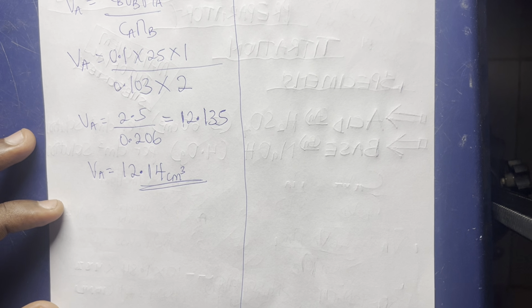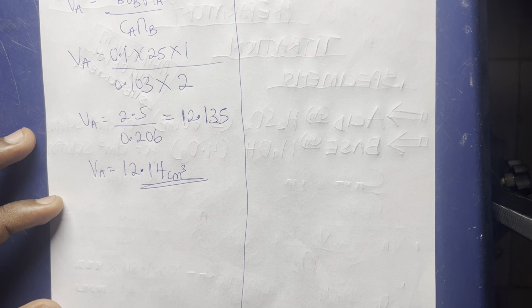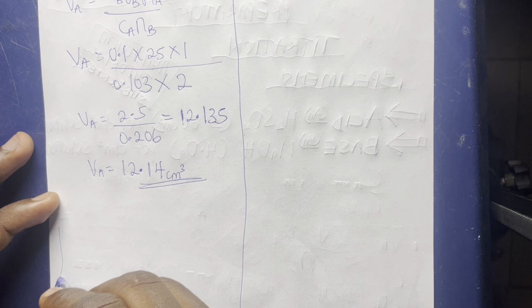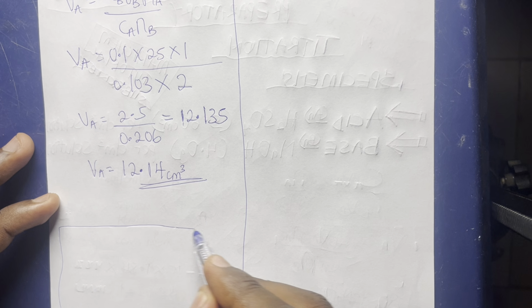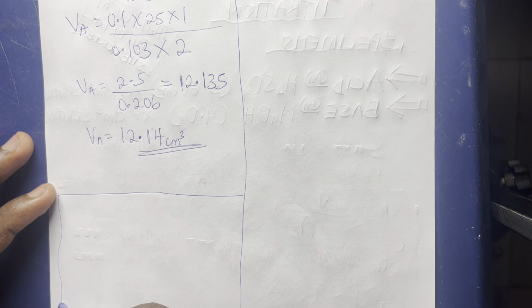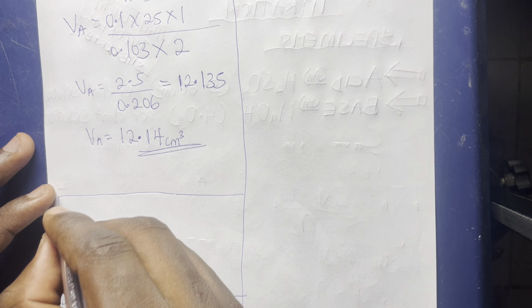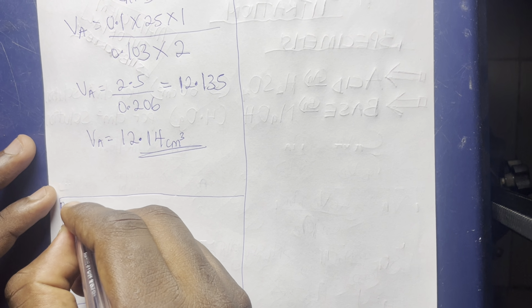After getting the average volume of acid used, we can now deduce the table. From the table, the table can now be like this. Let me form the table. Let's try to make a table from here. Remember that we used to have the burette reading.